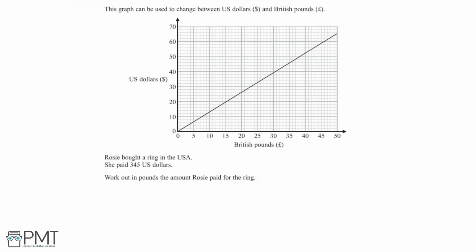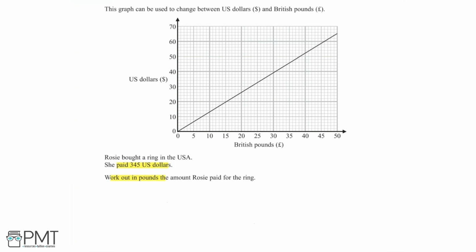In this question, we're given a graph which can be used to change between US dollars and British pounds. Rosie bought a ring in the USA, and she paid $345 US. We need to work out in pounds the amount that Rosie paid for the ring.